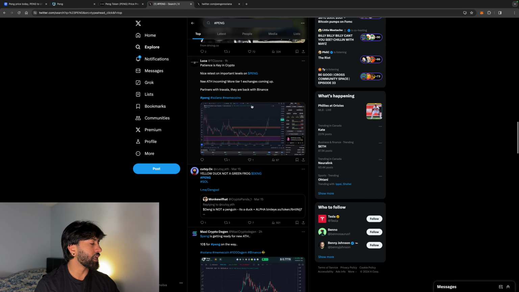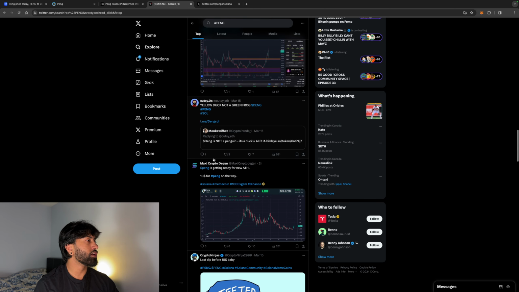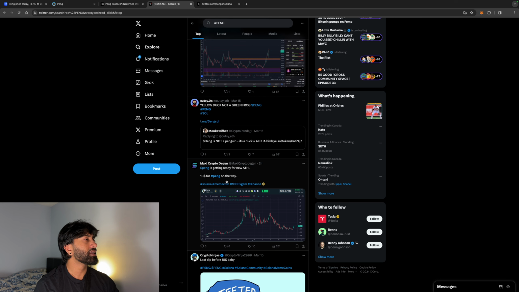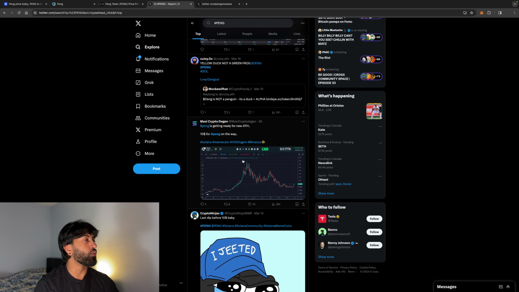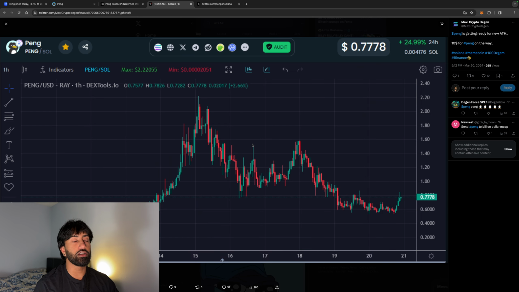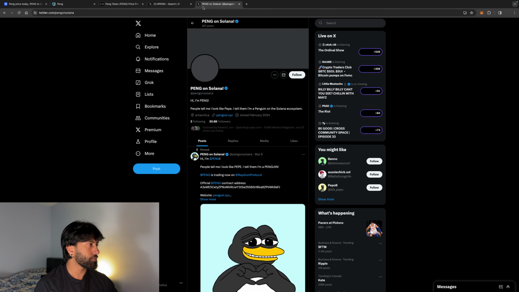Like I was saying, the community on Twitter is very bullish. Peng is getting ready for a new all-time high. $10 for Peng is on the way, guys. Look at this chart. It honestly looks so bullish. You can see the reversal here. It was trying to break through this, but it couldn't, and we had a great bounce off that support line. Now we're probably crawling our way back to the $1.60 mark, which is the only significant resistance I see on this chart.